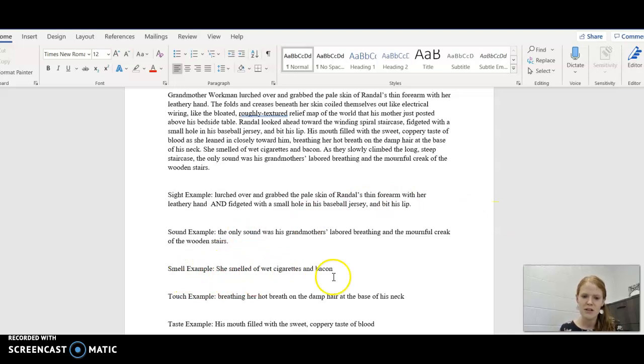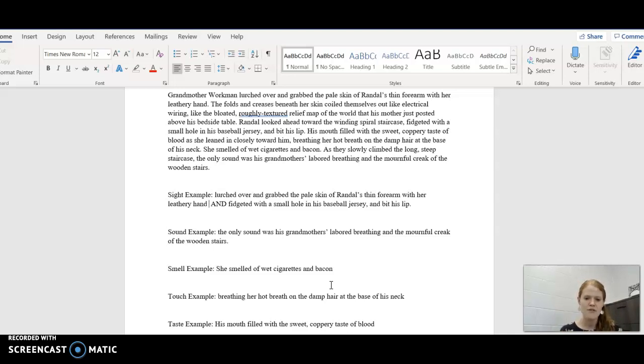Smell example: she smelled of wet cigarettes and bacon. So that's what his grandmother smelled like. Touch example: breathing her hot breath on the damp hair at the base of his neck. So that really helps you feel the hot breath and the damp hair, and it makes you feel what he's going through, right, as he's helping his grandmother up the stairs.